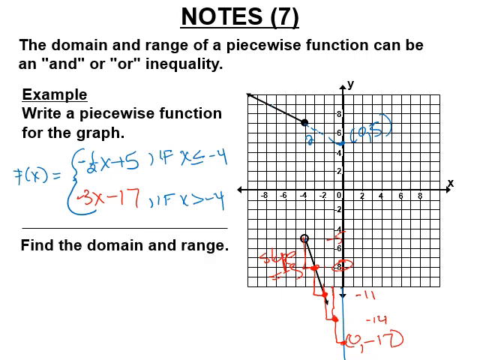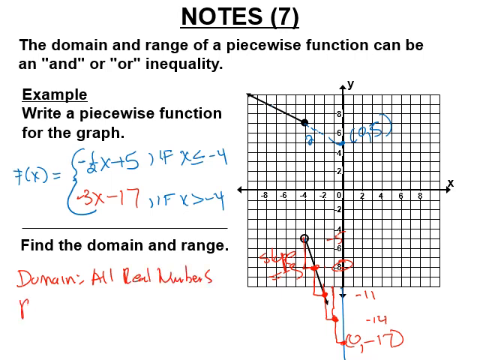So this, by the way, before we do the domain and range, they're pointing opposite. So it's an or inequality. They're pointing away from each other, okay? So let's find the domain. So the domain here, what could x be? Well, x could be x is less than or equal to negative 4, x is greater than negative 4. That's all real numbers again.